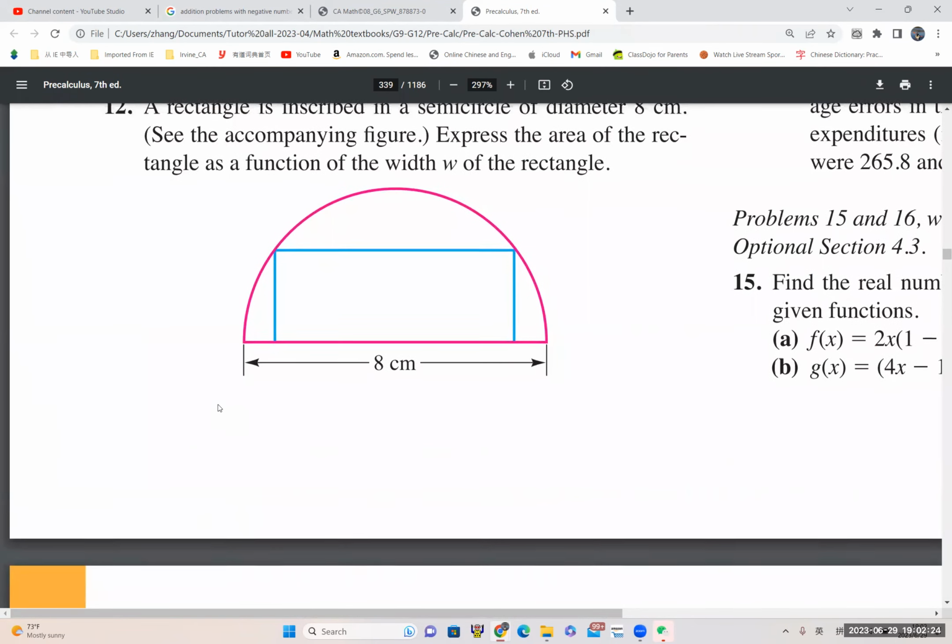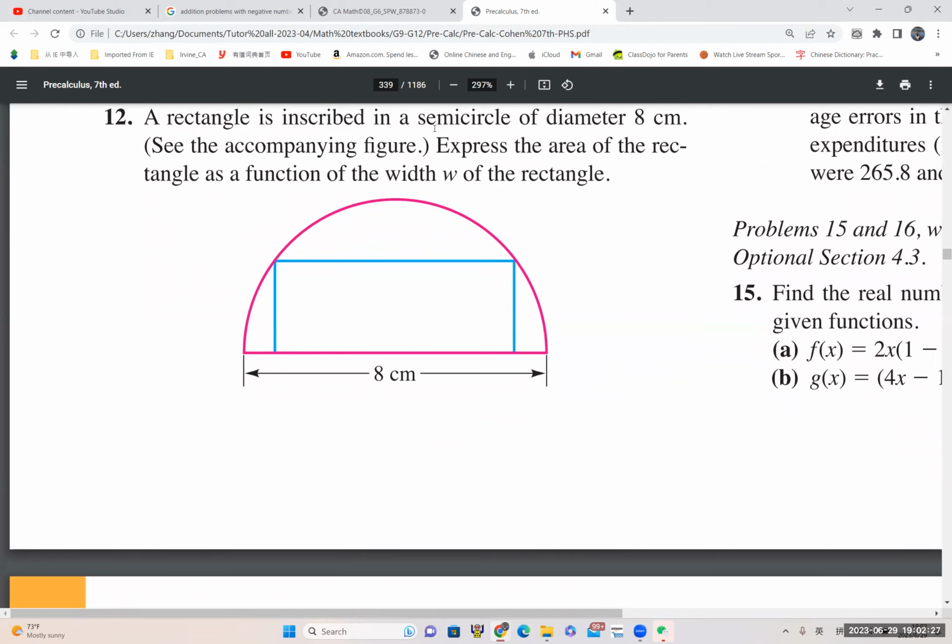Okay, a rectangle is inscribed in the same circle, diameter A. Express the area of the rectangle as a function of W, the width of the rectangle. So call here W, right? In order to get the area of the rectangle, we need to know the length, right?